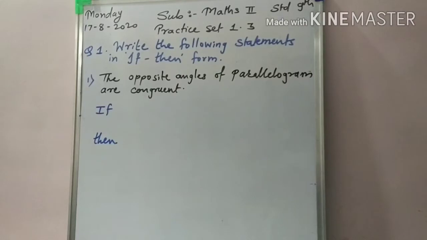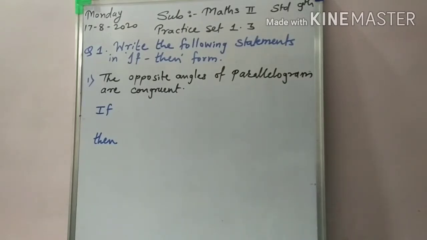In the last lecture, we learned how to write given statements in conditional form, that is, in if-then form. We also studied converse statements. Now, using that, we have to solve practice set 1.3. The question is: write the following statements in if-then form. That means we have to write each statement as its conditional statement.